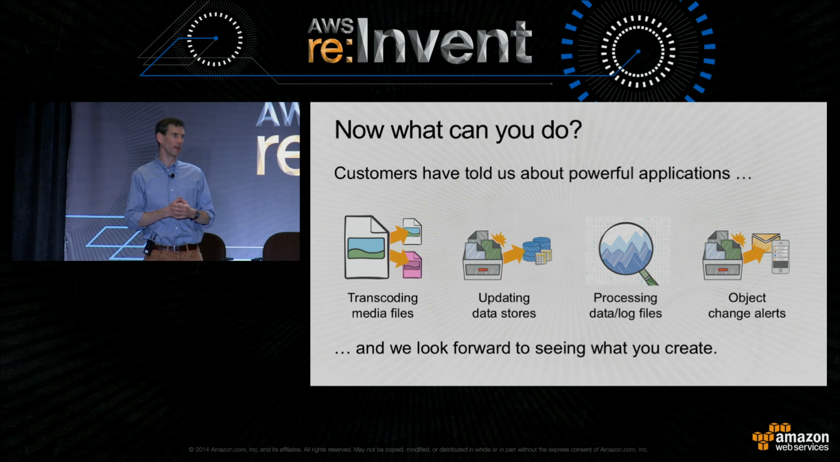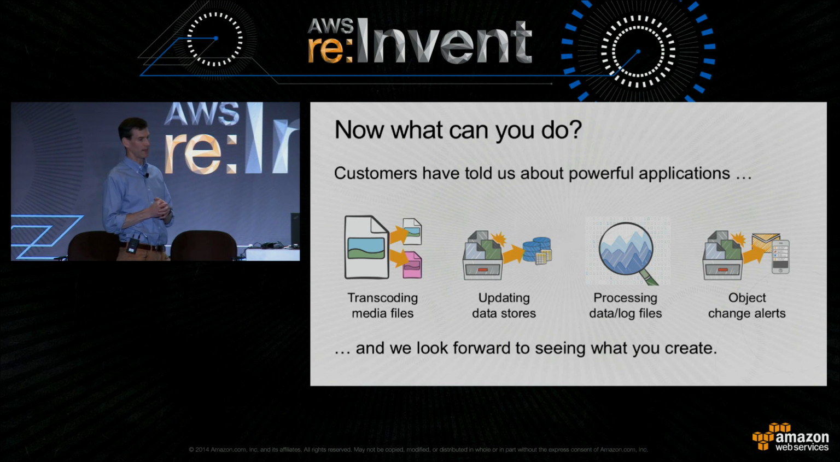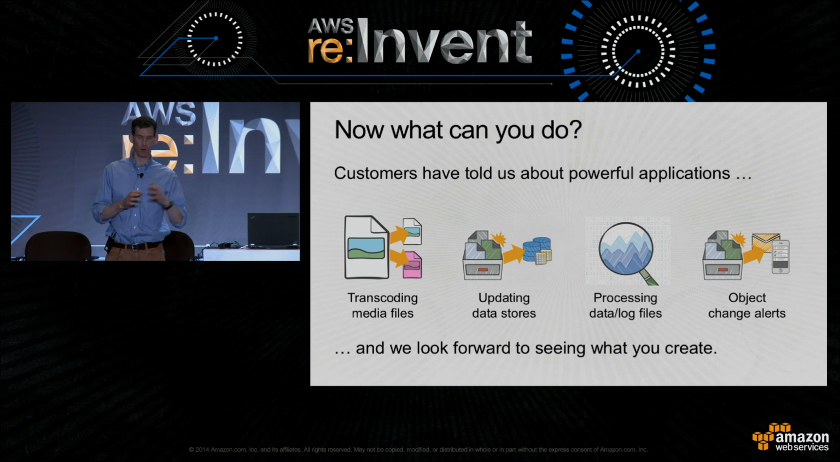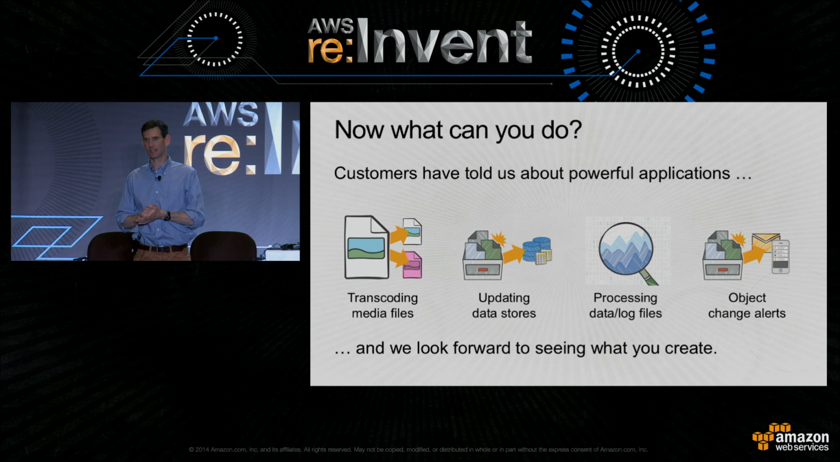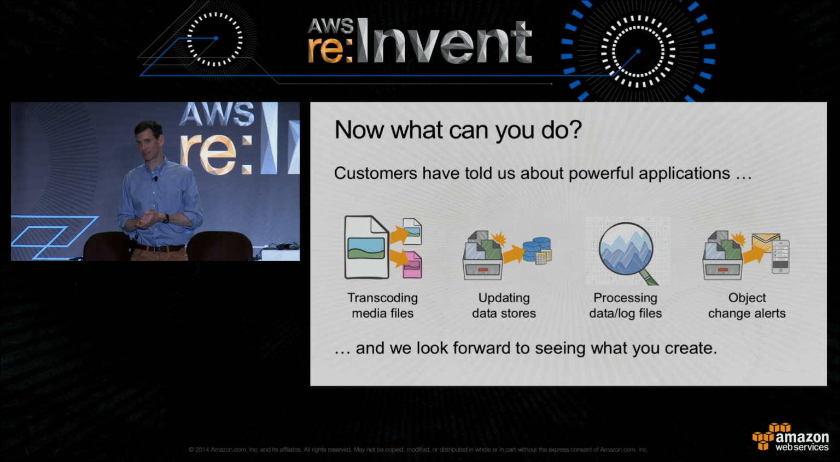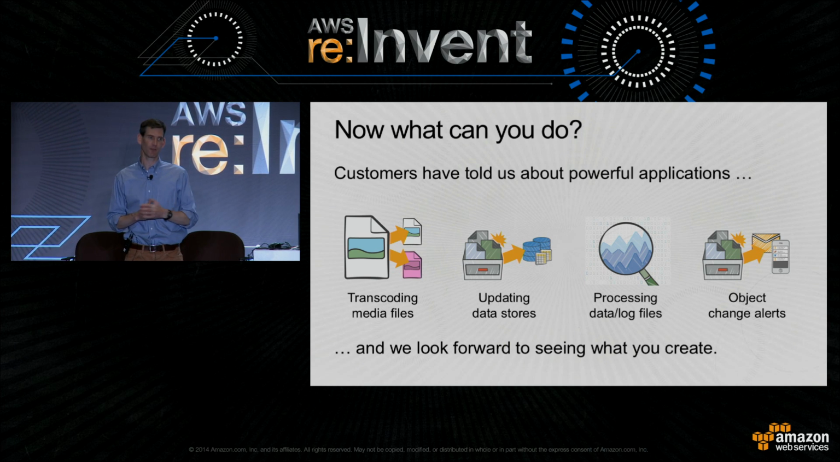The third category here is really quite a broad one. It's similar to the first one, but more generalized. This is processing data files or log files when they arrive in S3. I'll give you an example of one customer who was really interested in event notifications and talked to us as we've been developing them. This is an electronic data interchange company, an EDI company.